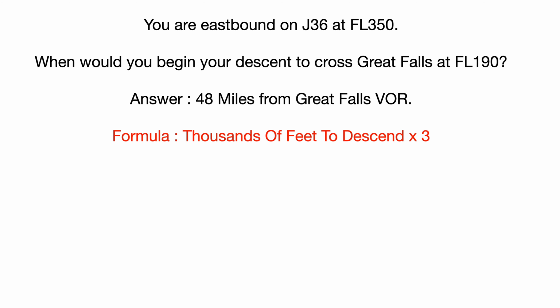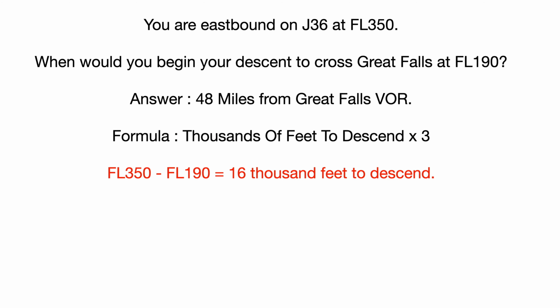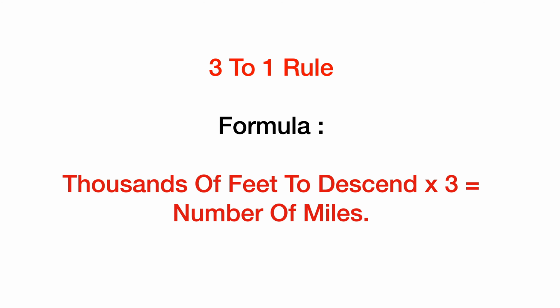So again, you're eastbound on J36, flight level 350. When would you begin your descent to cross Great Falls at 190? 48 miles from Great Falls VOR. Here we go again. Formula, thousands of feet to descend times 3. So flight level 350 to flight level 190, that's 16,000 feet to descend. So 16 times 3, that'll give you 48 miles. It's that simple. This is the 3-to-1 rule.